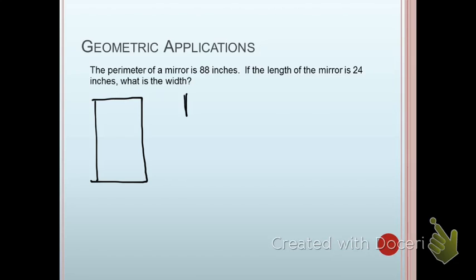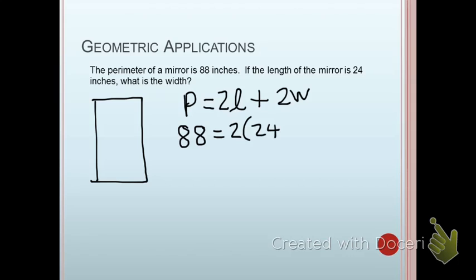We know that our perimeter is going to equal 2 lengths plus 2 widths. They tell us the perimeter is 88. They tell us the length of the mirror is 24 inches. So we're going to say 2 times 24. And we're trying to find the width. So W is our variable. So now we have 88 is equal to 2 times 24, which is 48.